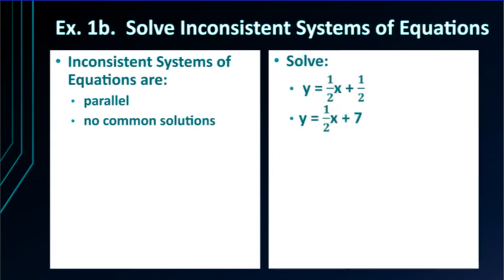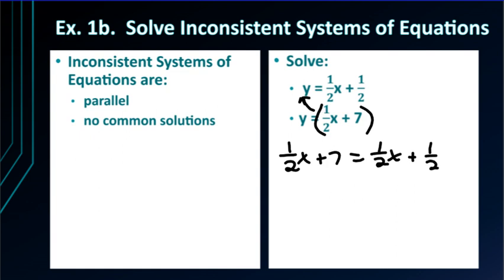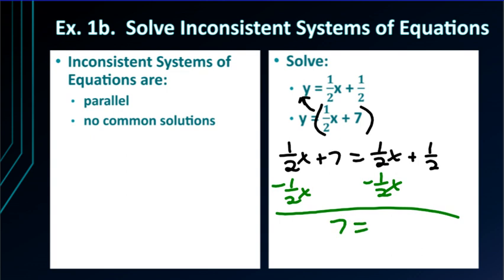Next one. Here you have two equations where both of them are solved for y. Since they're both equal to y, I can substitute this one in for the other one. So now I have half x plus 7 equals 1/2 x plus half. Now I can subtract half x on both sides to get all the x's to one side, and I'm left with 7 equaling half. 7 does not equal half. That's why it would be no solution.